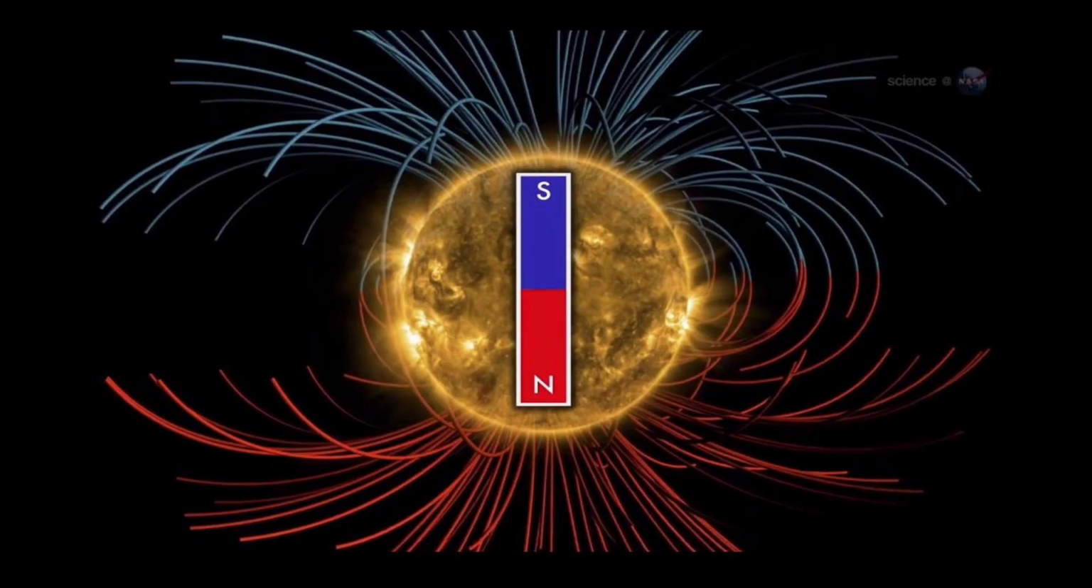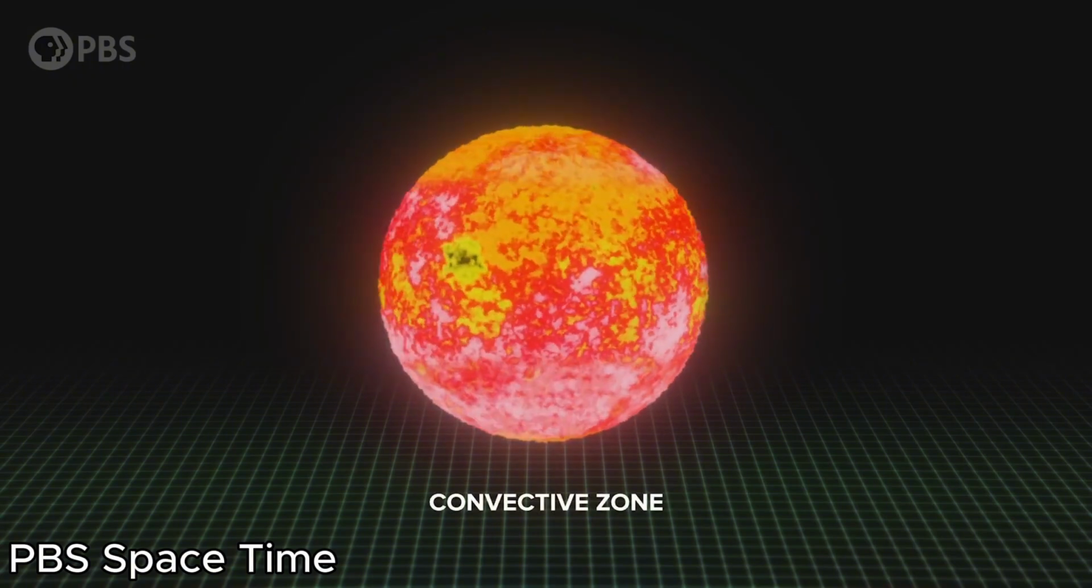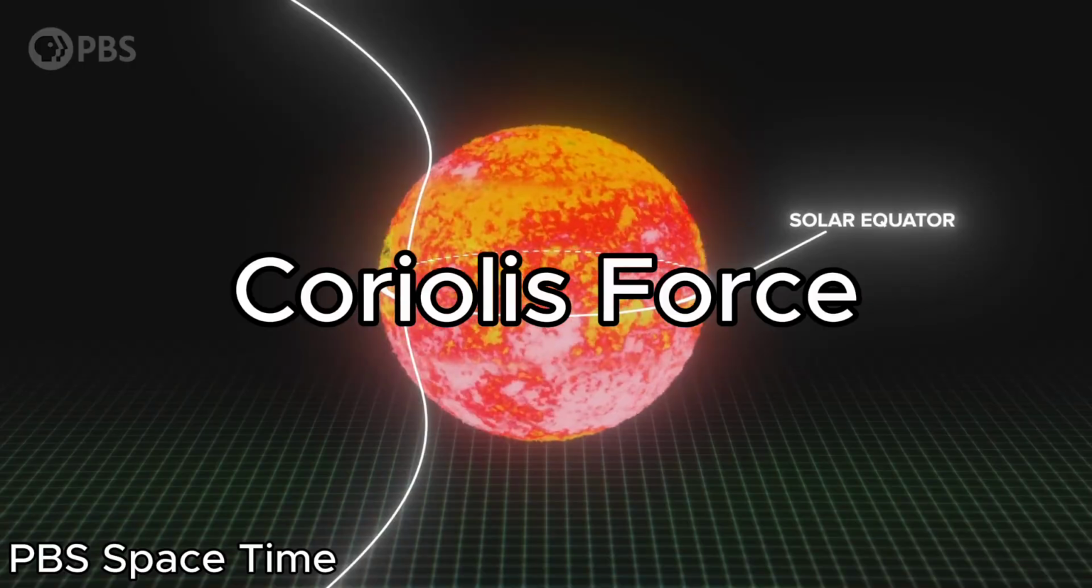This is because the sun is basically a giant ball of plasma, charged particles like electrons and positive ions. The motion of these charged particles is what generates the sun's magnetic field. Because the sun rotates at a constant speed, particles near the equator have to move faster than particles near the poles in order to keep up, an effect known as the Coriolis force.